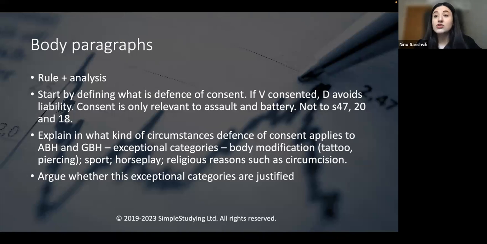And of course, surgery. When doctors perform a surgery on someone, the doctor usually makes the patient sign a consent form, and that consent will be valid because surgeries are one of the exceptional categories recognized by English law where defense of consent applies, even though Section 47, Section 20, and Section 18 offenses apply.